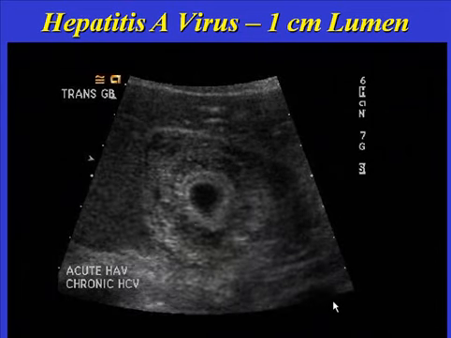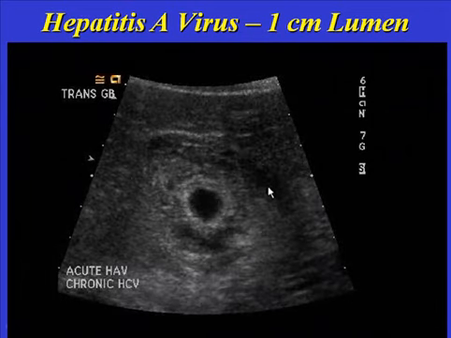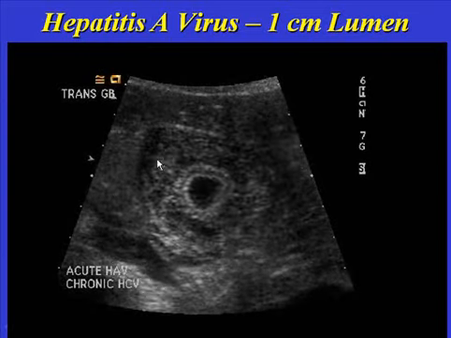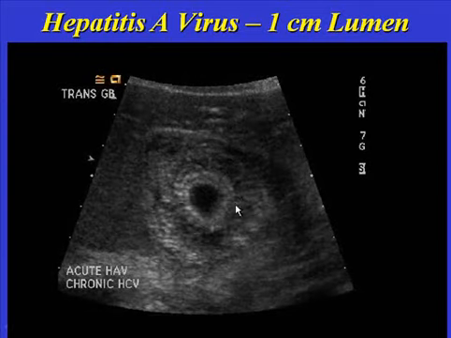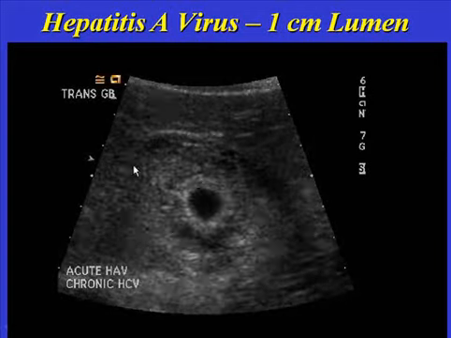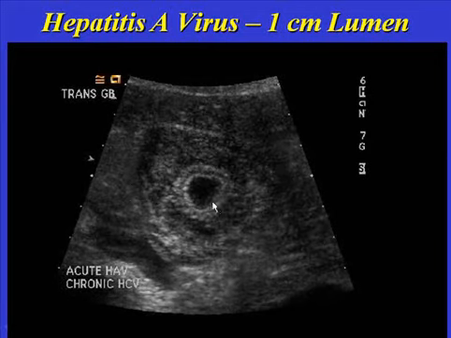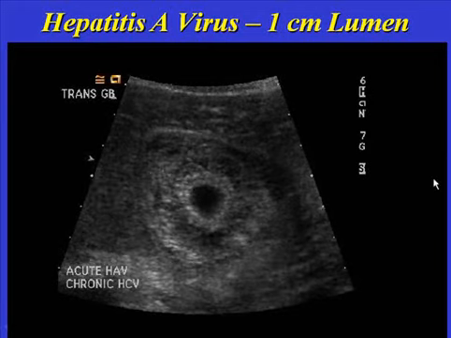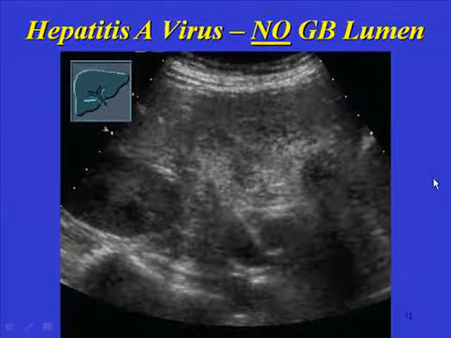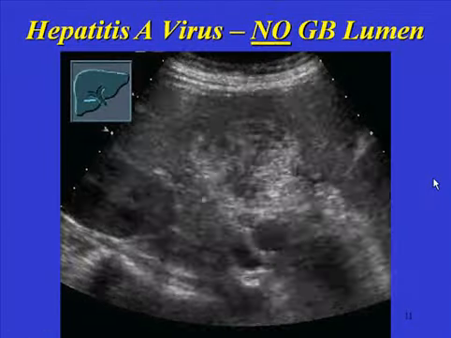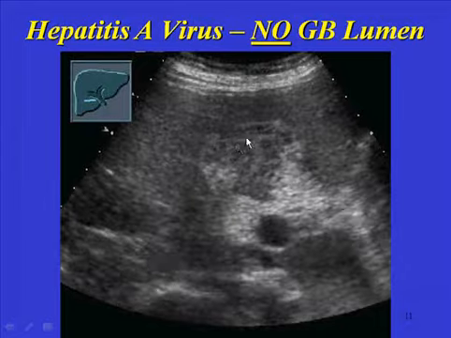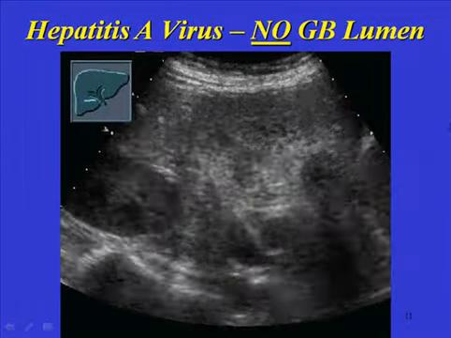Here's an example of hepatitis A, and I'll use the mouse as a pointer. And you can see that here we have the submucosa, and this is a massively thickened wall with a small lumen. And this is a hepatitis A patient. Here's another hepatitis A patient whose gallbladder essentially has no lumen. It's totally obliterated because of the wall thickening.